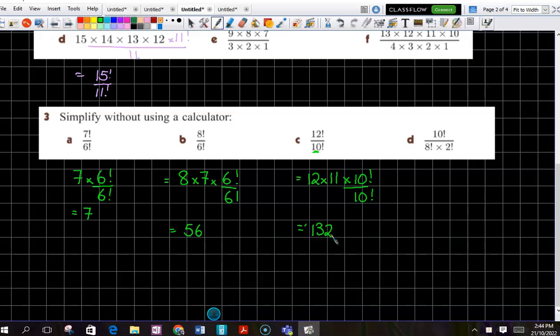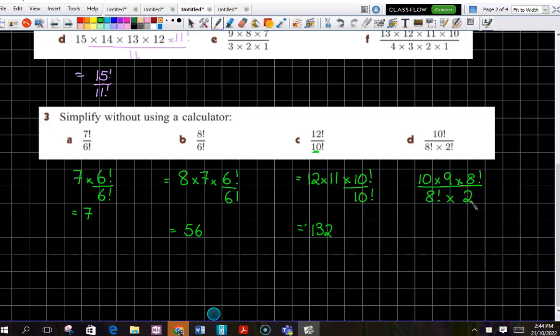What would you do for D? Do the 8. So it's going to be 10 times 9 times 8 factorial. Downstairs we've got 8 factorial times, now they're being a bit precious writing 2 factorial. I mean, come on. Because 2 times 1 is 2 factorial, which is just 2. So why have they put the exclamation mark? 2! But it's just 2 times 1, which is 2.